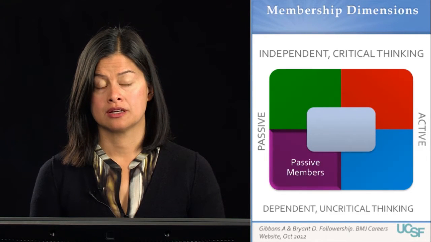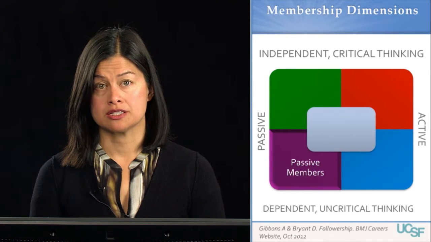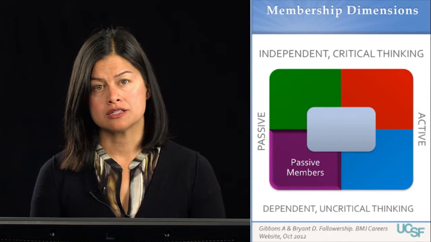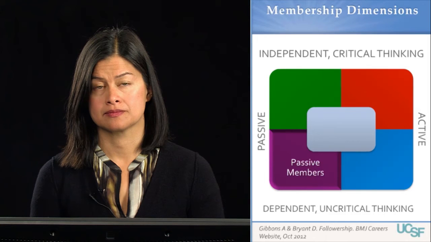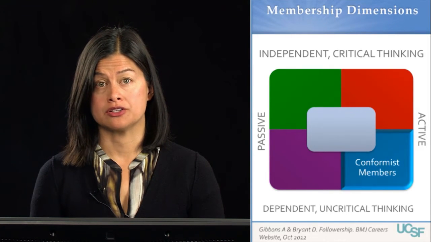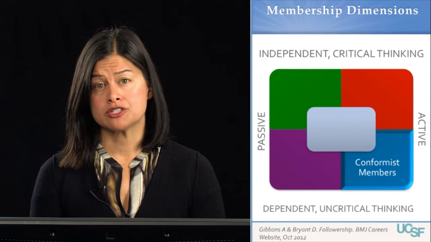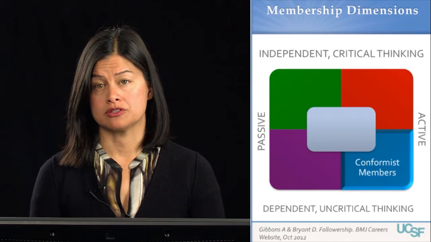Let's walk through these. Passive members are those not actively engaged with the team or task and who do not use independent critical thinking. They need constant motivation and direction, which can really drain everyone around them. Conformist members are those who support the team goals and are actively engaged, but don't use critical thinking to appraise the what or why of what they're doing. They essentially always support the team and its leader and don't question anything. And they also will not make independent decisions without guidance from others.